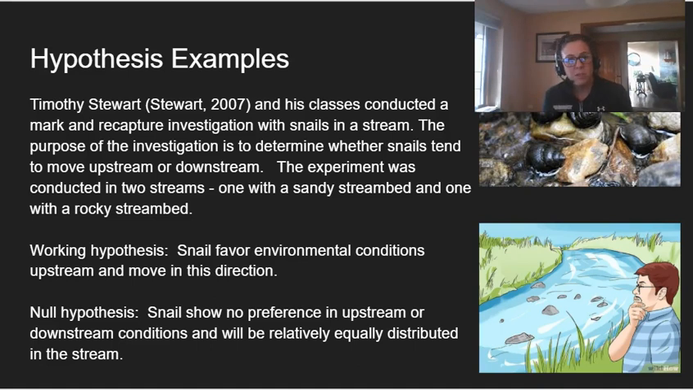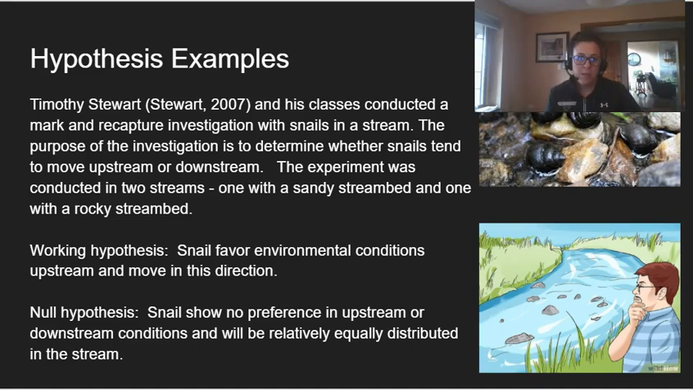The question they were looking at was, what type of environment do snails prefer? Do they like upstream or do they like downstream? They did this experiment in two different types of stream beds, one that is sandy and the other that has a more rocky bottom. A working or alternative hypothesis for this investigation could be that snails favor whatever environmental conditions are upstream. I think snails are going to move upstream, probably because there might be a higher dissolved oxygen content upstream.